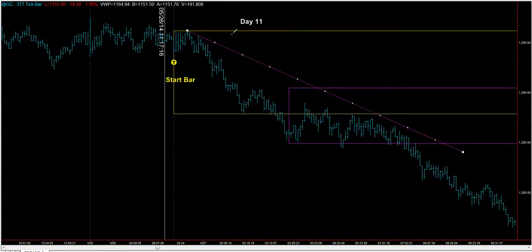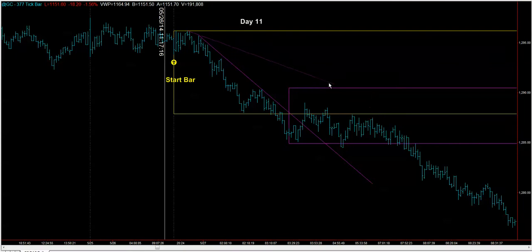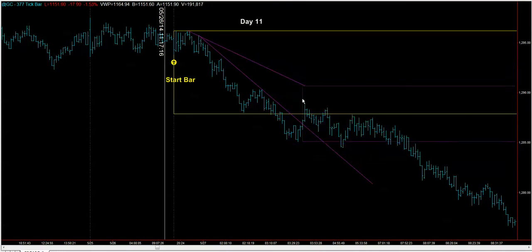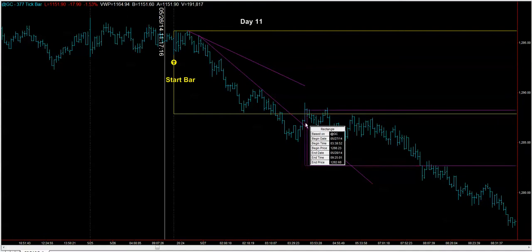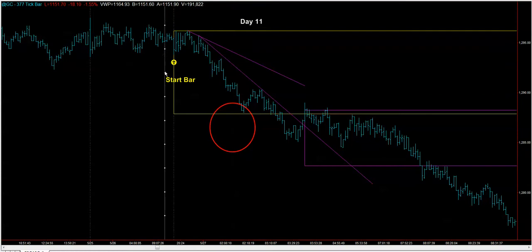Okay, so we redraw that one. Okay, so that's more like it. Okay, so that fails. So we have an entry here and get stopped out, so we mark that as a failed entry. And the first thing we do is at that entry point we mark this as the start bar.